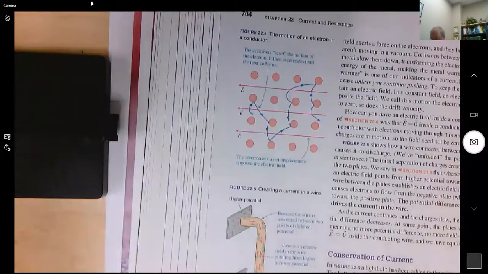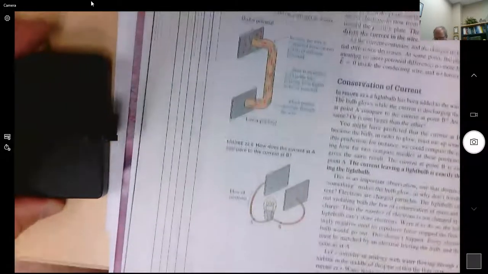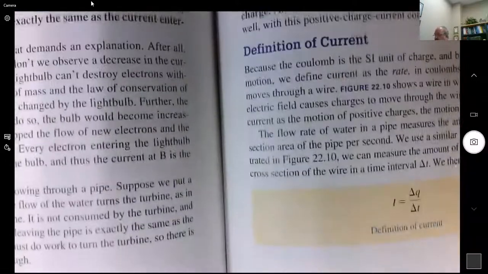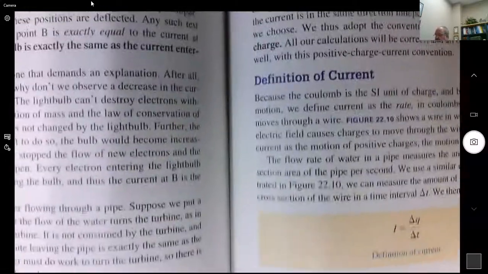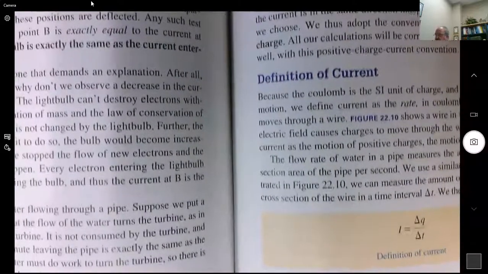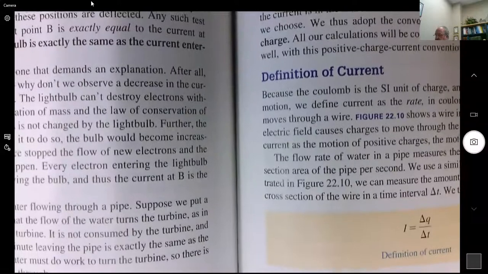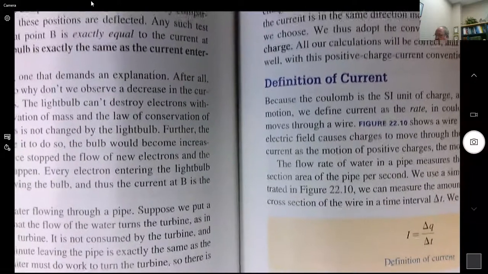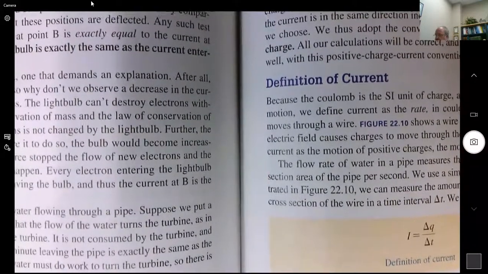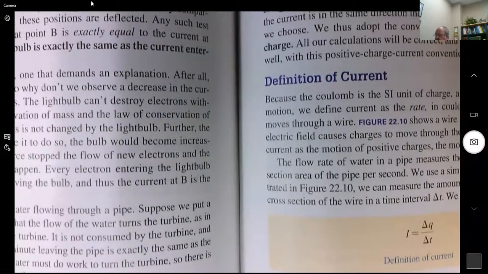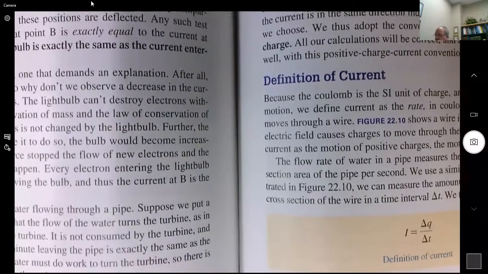So for this problem, we have kind of an odd situation. They give you a lot of information that you don't need. Because we know that current I is equal to delta Q over delta T. So we know the change in charge in coulombs divided by the change in time, seconds. A coulomb per second is an ampere, and so that's how we measure charge. Okay, so let's go back to the original problem statement.